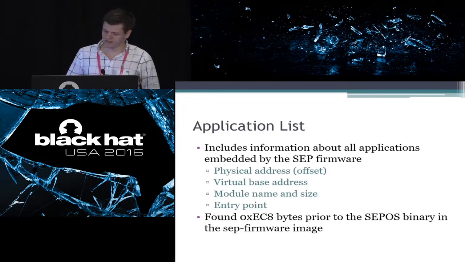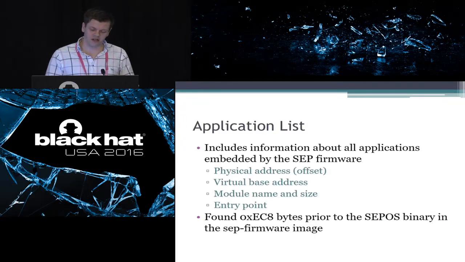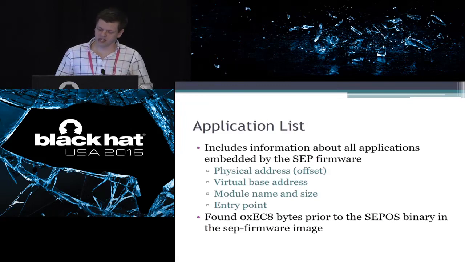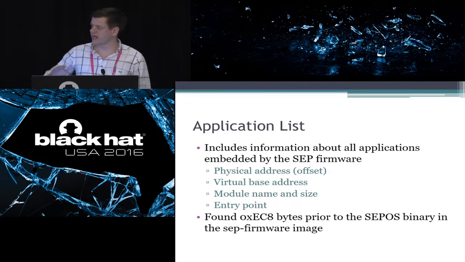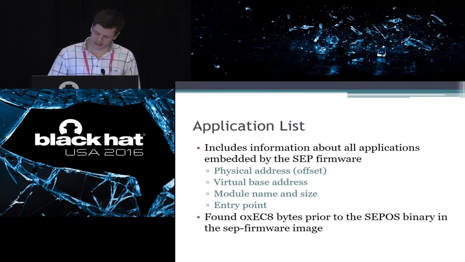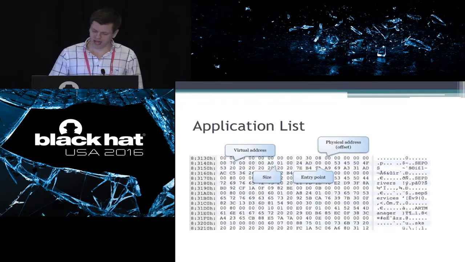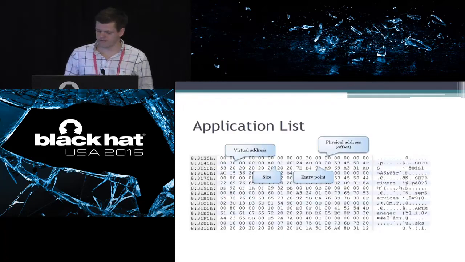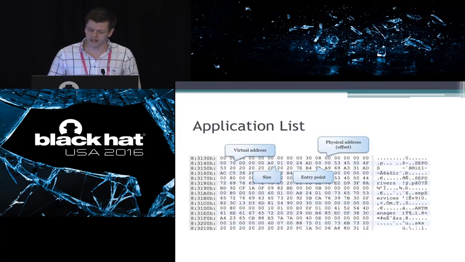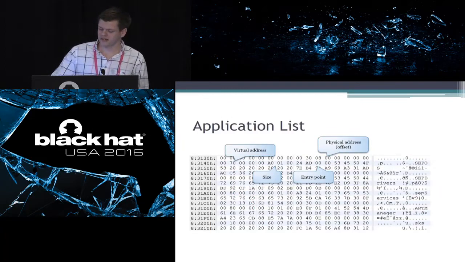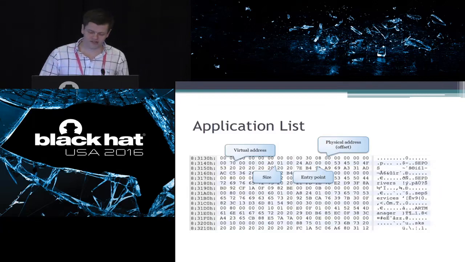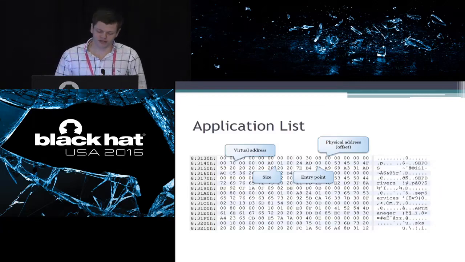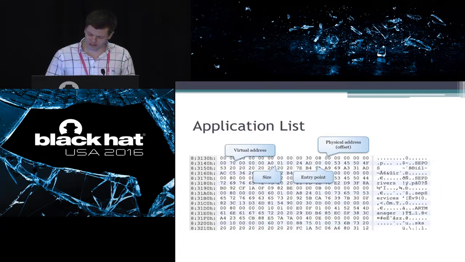So the application list briefly just contains a list of all the applications, with the virtual base address, the module name, size, entry points, etc., and it's located at a fixed offset in the SEP firmware. So it actually looks like this. So this is like the raw data, and as you can see, it has names on the right: SEP-OS, SEP drivers, SEP services, and then offsets where it's supposed to find this in the firmware.